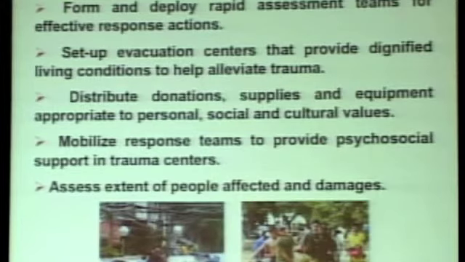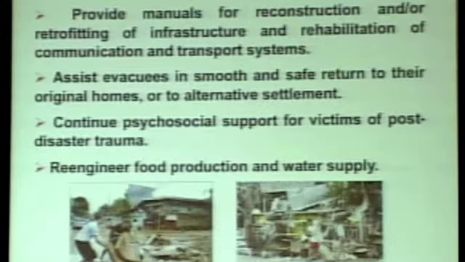of unaffected population. And as far as recovery is concerned, we want to provide manuals for reconstruction of infrastructure, rehabilitation of communication and transport systems, or retrofitting of structures to reduce collateral damage or repeated damage. Also to assist evacuees in smooth and safe return to their original homes or to alternative settlement in case the original settlement is still deemed to be at risk. And of course, continue psychosocial support for victims of post-disaster trauma, and finally, re-engineer food production and water supply.